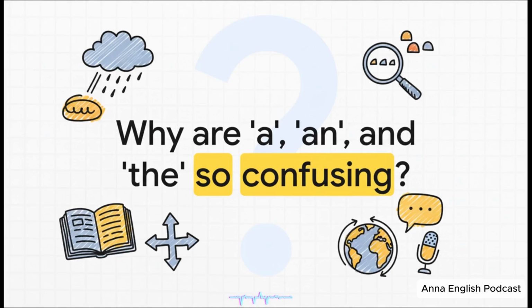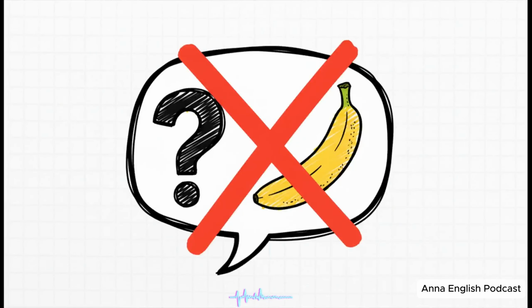All right, so really, why are these words so confusing? Well, a big part of it is that a ton of languages, like Russian, Japanese, or Chinese, just don't have them. So if that's you, this whole idea of articles probably feels, well, pretty weird, right? It's a super common headache for almost every single person learning English. So you're not alone.